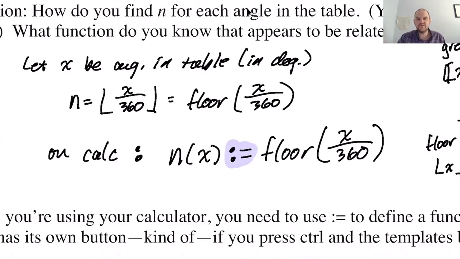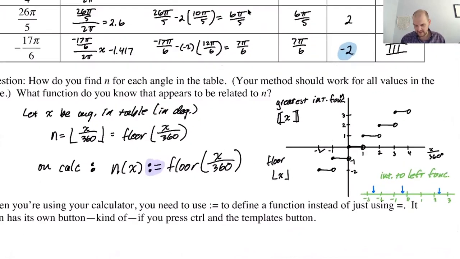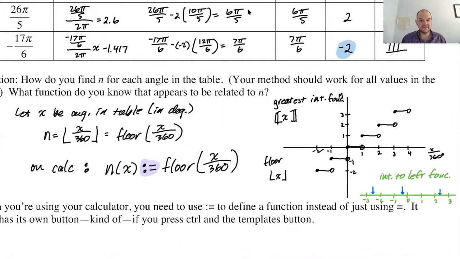So I'm going to stop the video here. We didn't do a lot in this video, but we have to remember the greatest integer function. That's not an easy thing to remember. It's the thing that always gives you the integer to the left on the number line. Should have been the name, it's not the name.